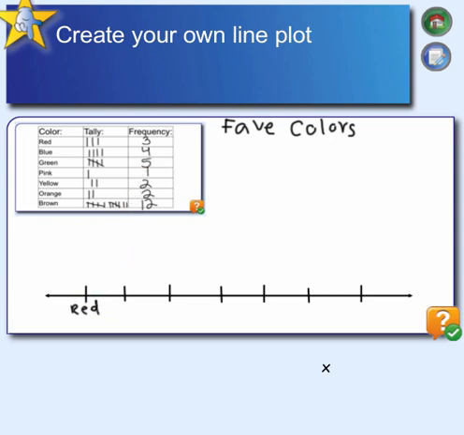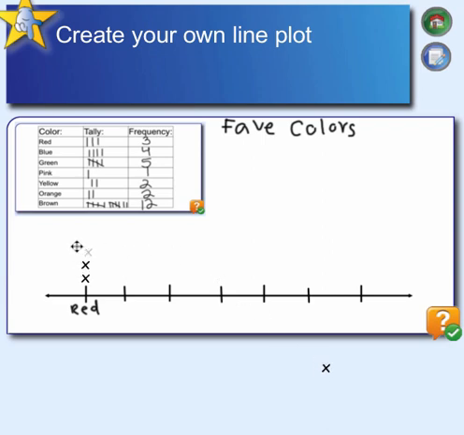Mrs. Gonzalez, the frequency of squirrels responding that red was their favorite color was how many? Was 3. That's right. Our tally was 3. Our frequency was here. So with our line plots, we're going to put X's up here, right on top of the word red. And we're going to put 3 of them because it occurred or happened 3 times.